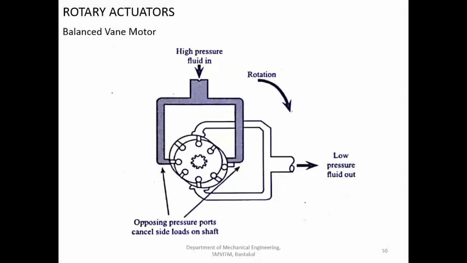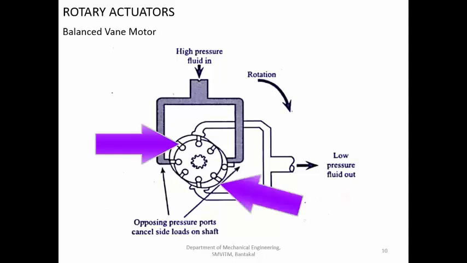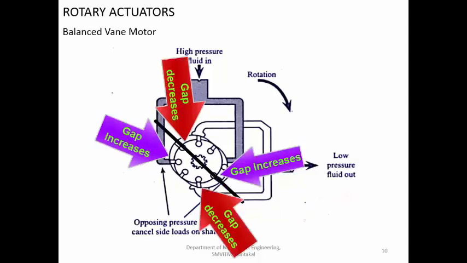Now if you are taking the case of the balanced vane motor, the rotor is cylindrical, no doubt. In the rotor you are having slots cut for carrying the vanes, but the casing is elliptical, or we can say it is oblong, which means it is having two extended profiles here. You are having two extended profiles. The gap between the rotor and the casing is continuously increasing up to a point and then it is reducing. Same is the case on the other side.